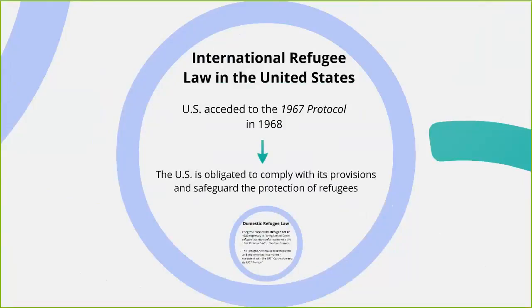We are often asked how and why international law is relevant in U.S. courts. The U.S. acceded to the 1967 Protocol in 1968. As I mentioned, the 1967 Protocol binds parties to comply with the substantive provisions of the 1951 Convention. Therefore, by acceding to the 1967 Protocol, the U.S. is also bound by the Convention. By acceding to the Protocol, the U.S. has committed to comply with its provisions and provide effective protection to refugees. This forms the basis of the U.S.'s obligation to comply with international refugee law.